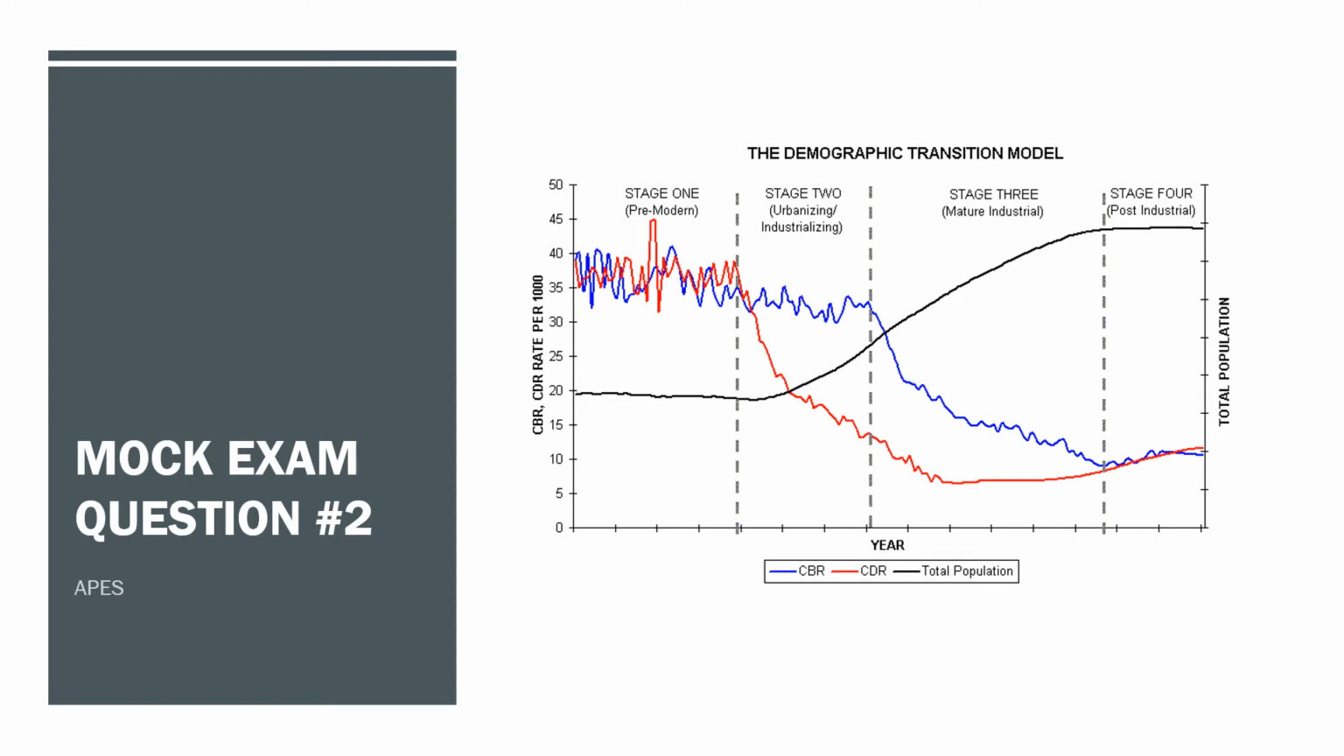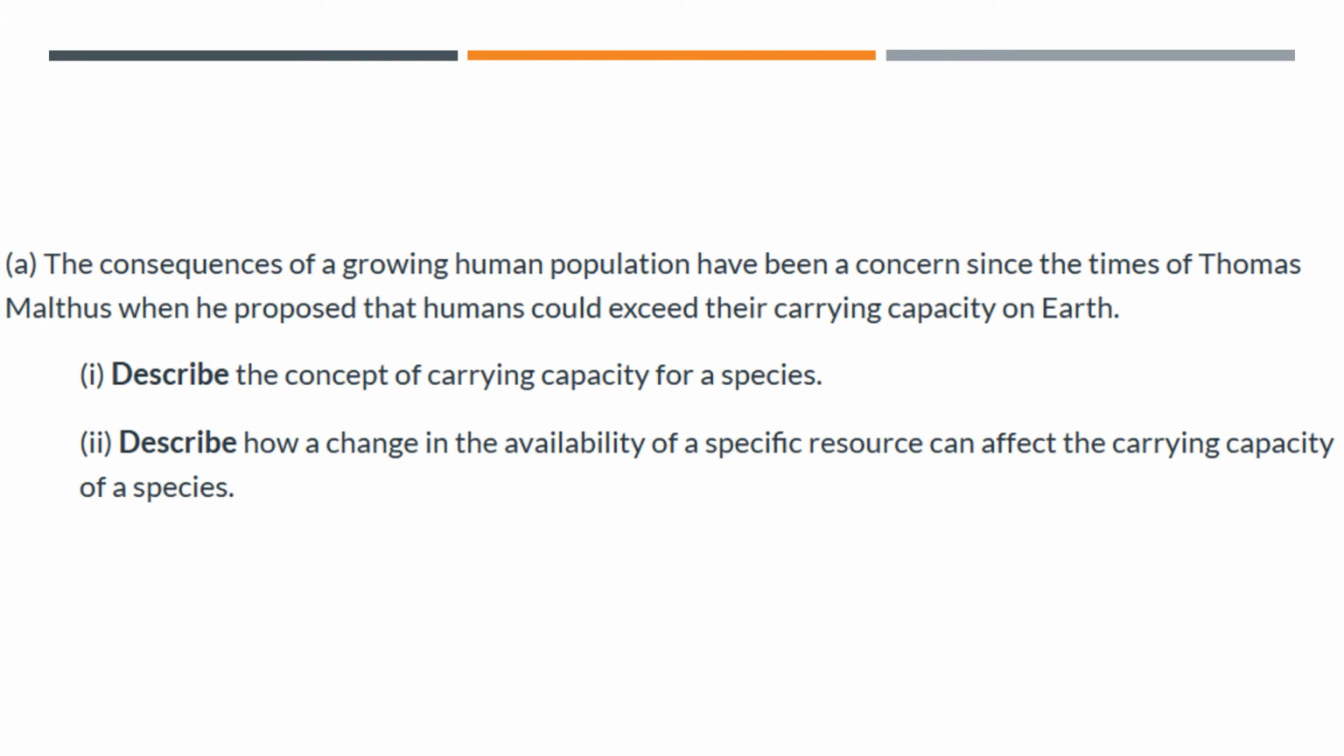Mock exam question number 2. A. The consequences of a growing human population have been a concern since the times of Thomas Malthus, when he proposed that humans could exceed their carrying capacity on Earth.